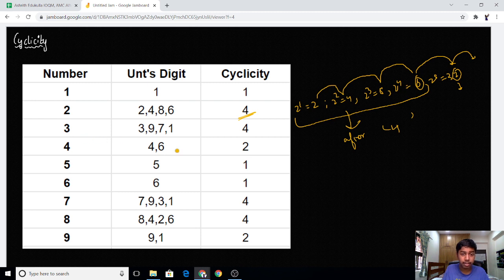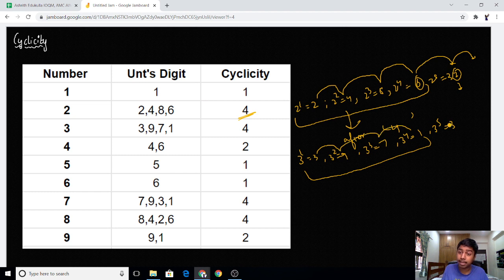Now let us take 3. 3 power 1 equals 3. 3 squared equals 9. 3 cubed equals 27, and I'm taking the last digit, 7. 3 power 4 equals 81, which gives 1. Again 3 power 5 equals 243, and I take the last digit, 3. You can see after 4 numbers, 1, 2, 3, 4, we get a repeated cycle again at 3. So the cyclicity is 4 again.